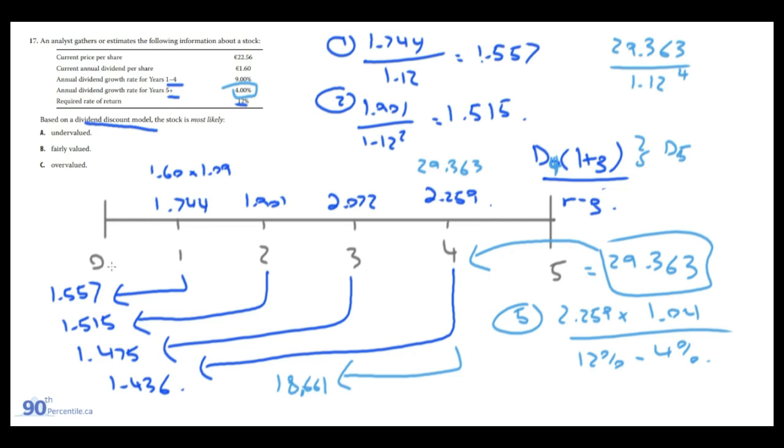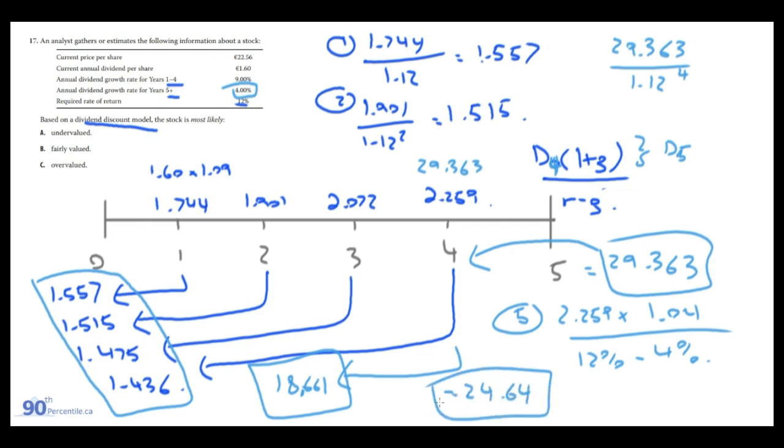But to sum everything up and get the value of the stock, it would be the sum of these present values and the 18.661 that we just calculated. So if we do that, we get a value of 2.64. This is the value of the stock according to our model that we just ran. And if we look at the 22.56 current price, we are asked if it's undervalued, fairly valued, or overvalued. In this case, the stock is undervalued because the current price of 22.56 is less than the price that we estimated.